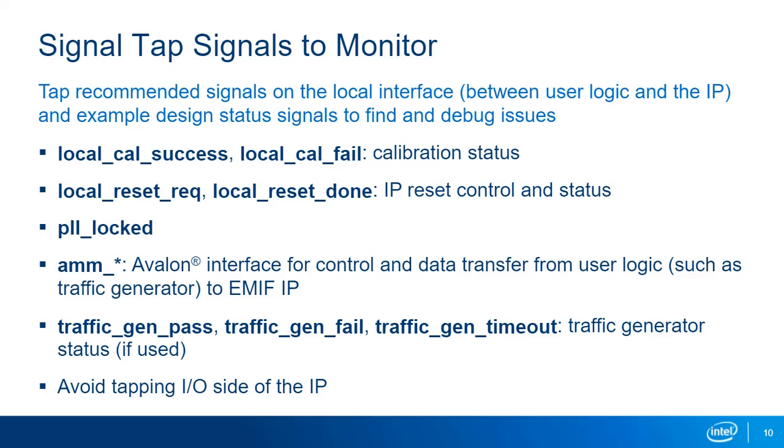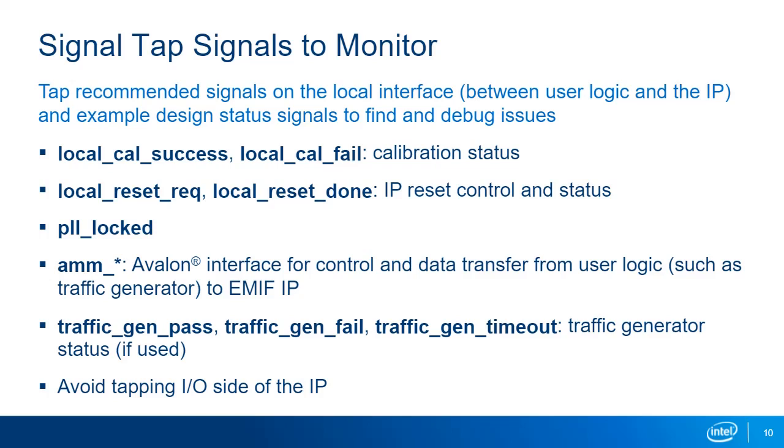The local cal signals indicate the success or failure of the calibration performed by the I/O SSM block. The local reset signals indicate when the user logic requests the interface to be reset and when the interface comes out of reset, ready for normal operation. You can check to see when the memory IP is being properly clocked based on the status of PLL locked.